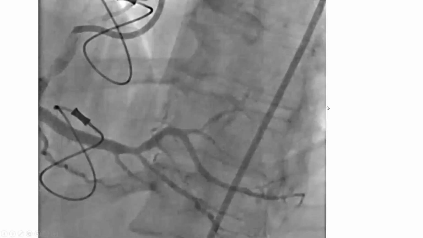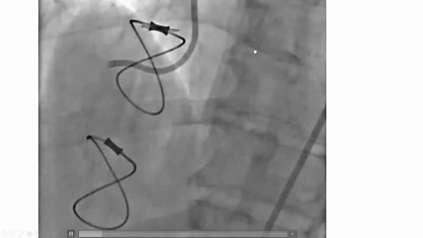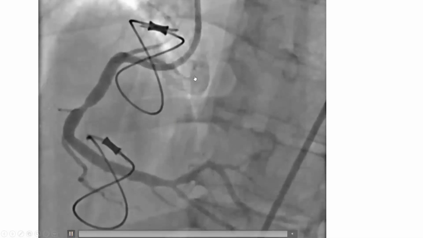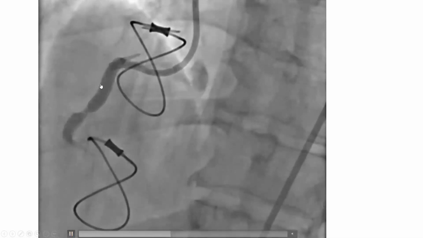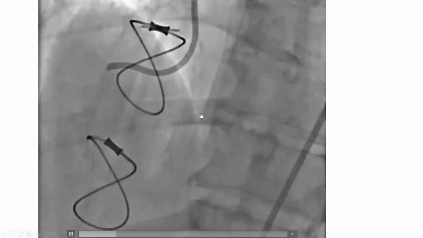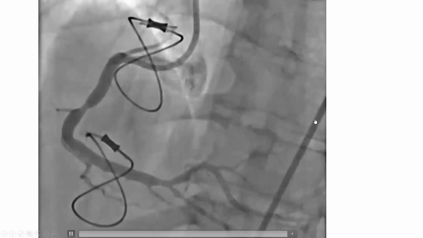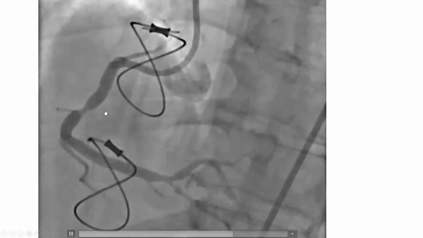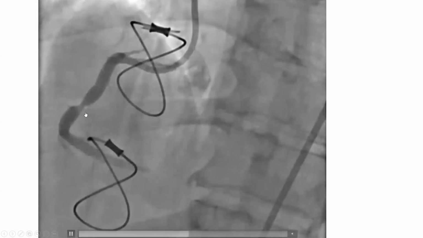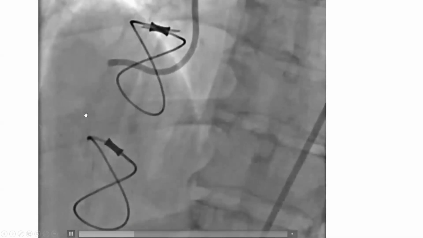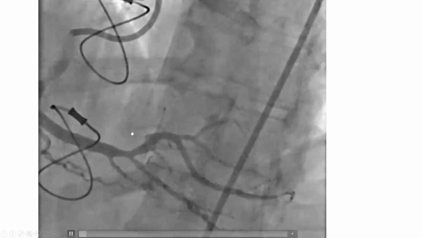I will show another case here. This is a patient with a heart transplant, and he's having stenosis inside his native right coronary artery. He has coronary allograft vasculopathy. So he doesn't have calcium, but keep in mind, those coronary allograft vasculopathy tend to have heavy fibrotic tissue.